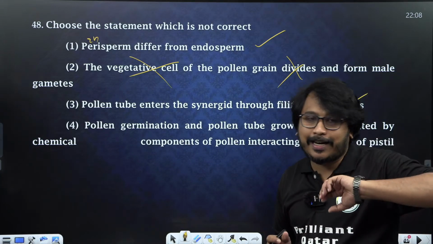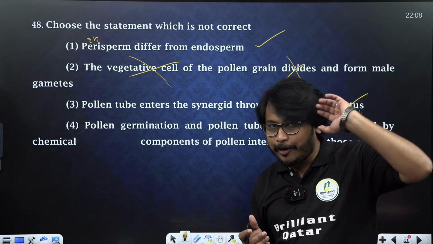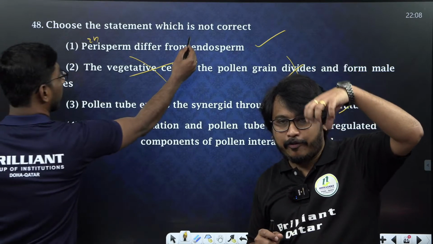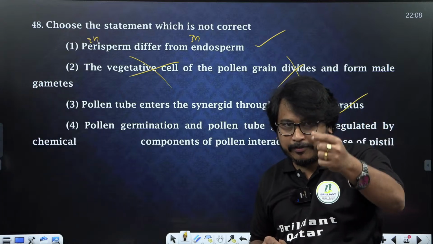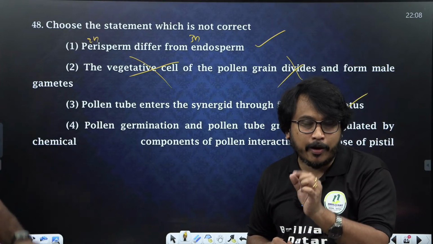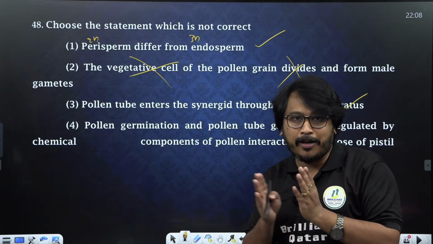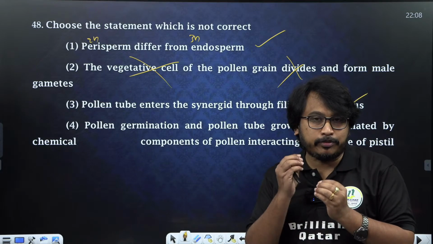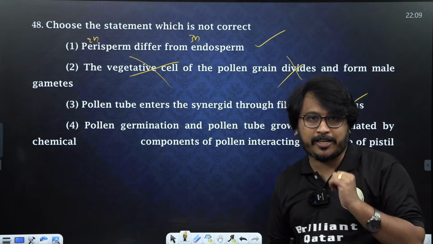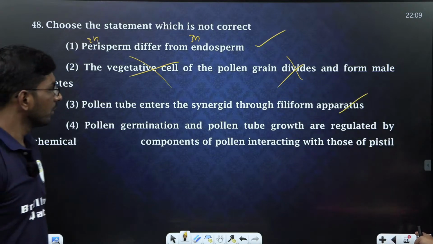Pollen-pistil interaction, a question is coming for board exams and all. You should remember it starts from the pollen falling on the stigma. Starting from there, its germination and entry into the embryo sac of the ovule, up to there it is called pollen-pistil interaction. It's due to some chemicals, sugar, moisture, boron, all these released by the stigma. Very good, all have answered.